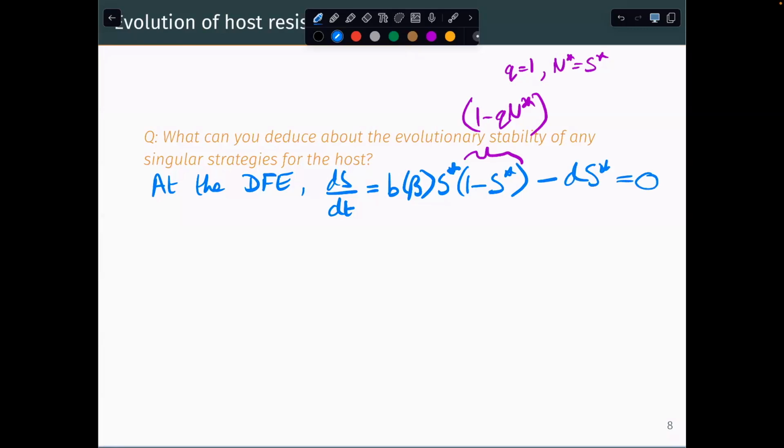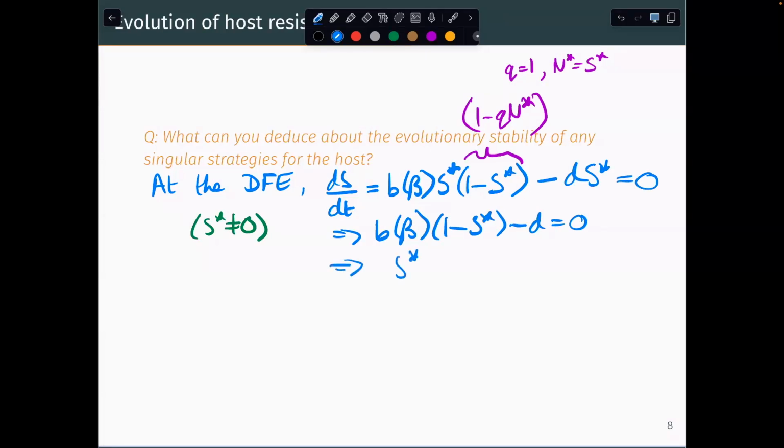Because we're at a disease-free equilibrium, we know that S star is non-zero. Therefore, we just divide through by S star. And then we can rearrange this to get S star is equal to 1 minus D over B of beta, for B of beta greater than D. In other words, our births have to be greater than our deaths. Otherwise, our population is going to die out.